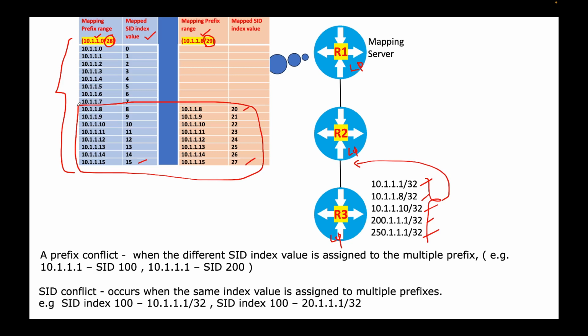And when we have the same index value assigned to two or multiple prefixes, then we call it a SID index conflict. So in today's lab, we are going to demonstrate the prefix conflict for these prefixes. So let's jump into the lab.